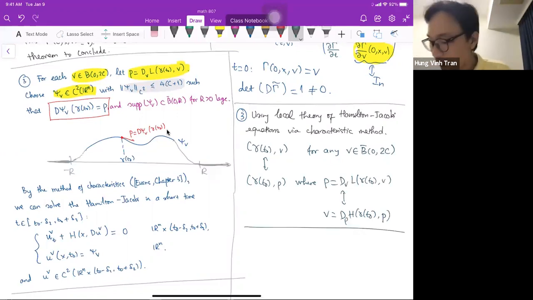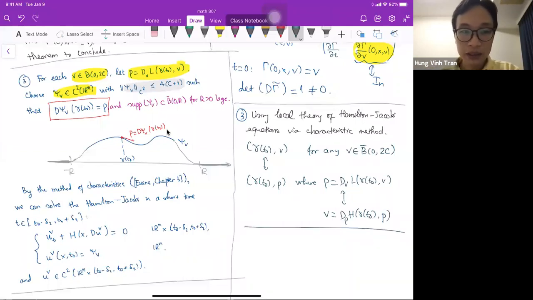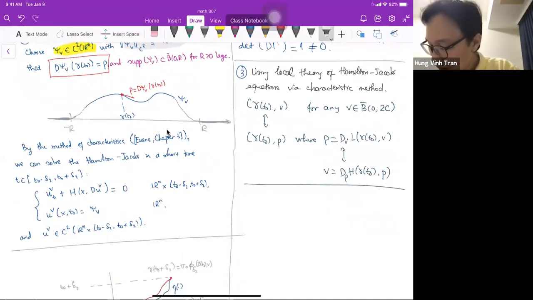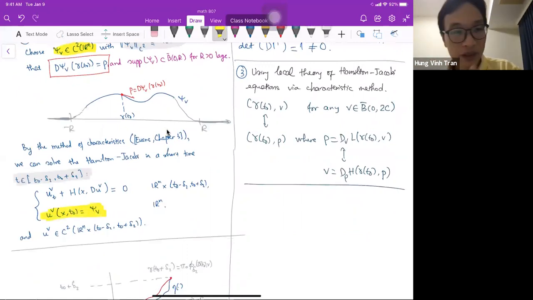And for that, we can solve the Hamilton-Jacobi equation in short time, for t between t_0 minus delta_2 and t_0 plus delta_2, for some delta_2. What we are doing here is that we put c_v to be the initial data at time t_0, and we solve it for short time, and we have that u_v is C^2.